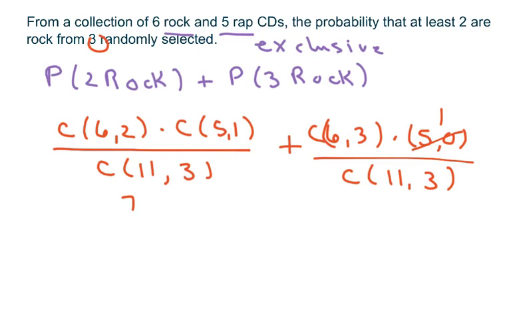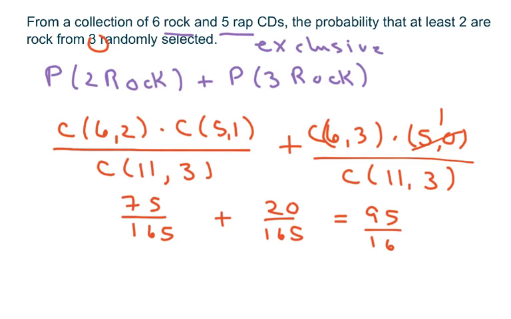So that's going to be 75 over 165 plus 20 over 165, which equals 95 over 165, or 19 over 33 when you reduce it.